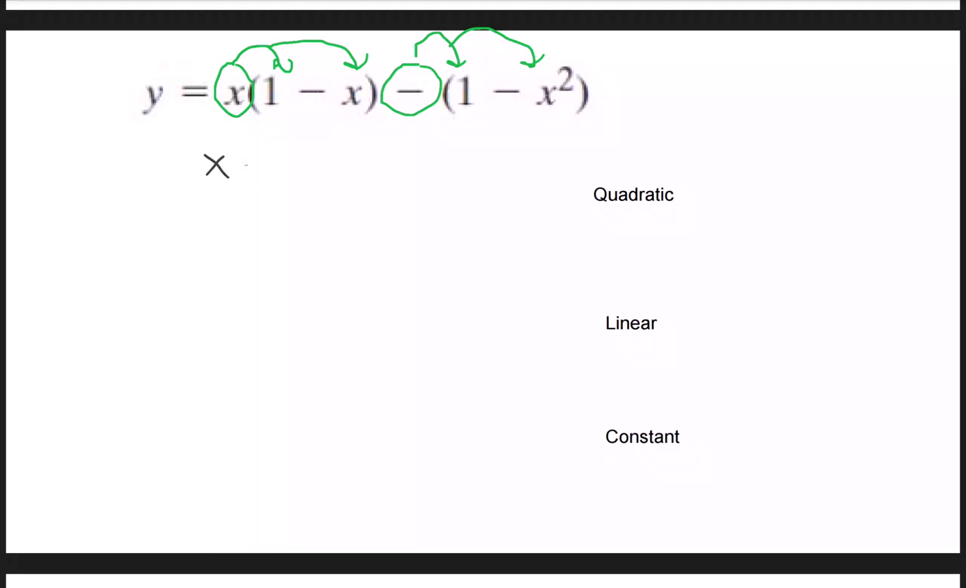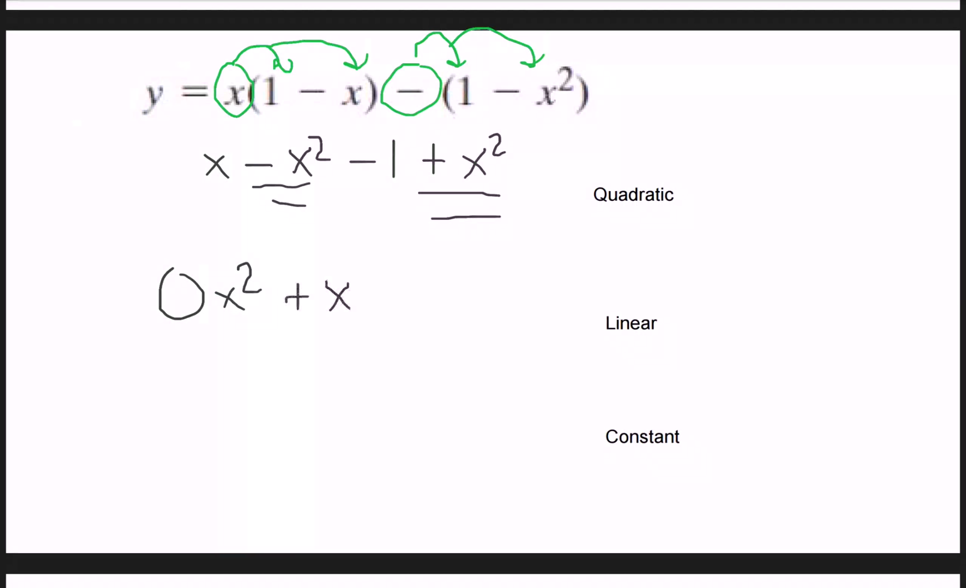x minus x squared minus 1 plus x squared. Now I'm going to start combining like terms. I'm going to take my negative x squared and add it to my x squared, and a negative x squared and a positive x squared is going to give me 0 x squared. And then I'm going to have a positive x, and I'm going to have a negative 1.